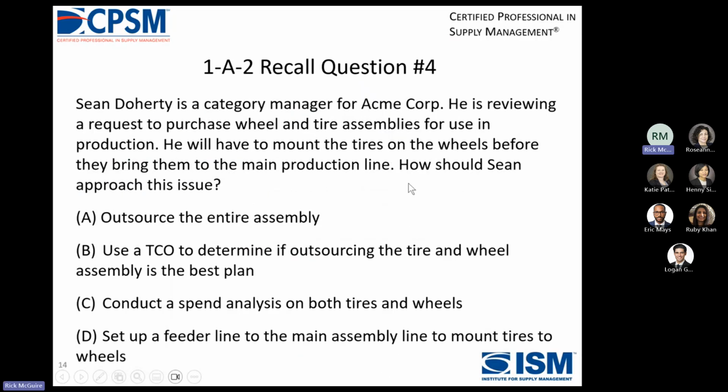Sean Doherty is a category manager for Acme. He's reviewing a request to purchase wheel and tire assemblies for use in production. So you're going to buy it as an assembly. The tire's already on the wheel. You'll have to mount the tires on the wheels before they bring them to the main production line. How should Sean approach this issue?